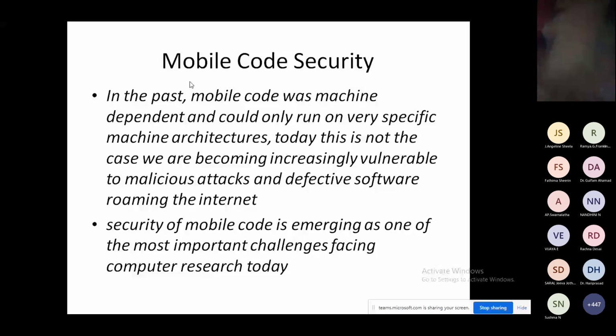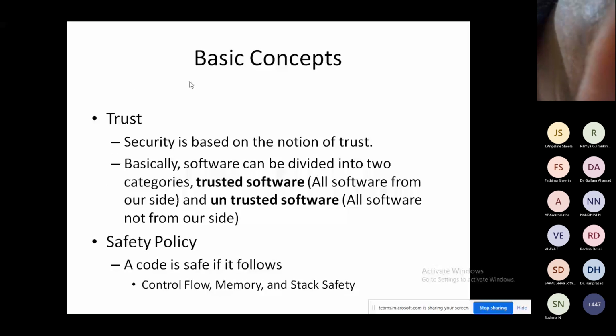We are becoming increasingly vulnerable to malicious attacks and defective software roaming the internet. So security of mobile code is emerging as one of the most important challenges facing computer research today. So basic concepts are like trust. Security is based on the notion of trust, and basically software can be divided into two categories: trusted software, where all software is from our side, and untrusted software, where all software is not from our side. So it is third party software.